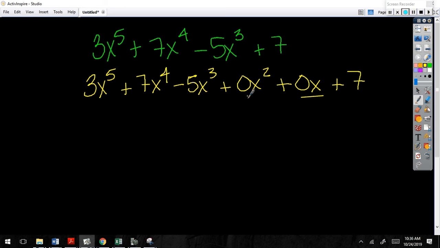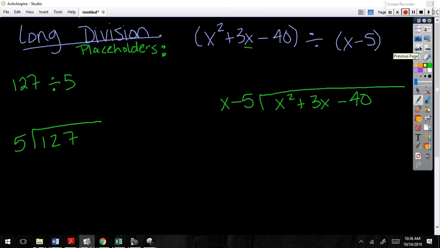And of course, the first example that I'm giving you, we don't need any placeholders. But I will do one that has to have a placeholder. So if you don't have a term, you have to put 0 into that.